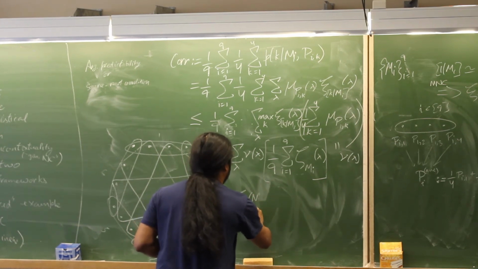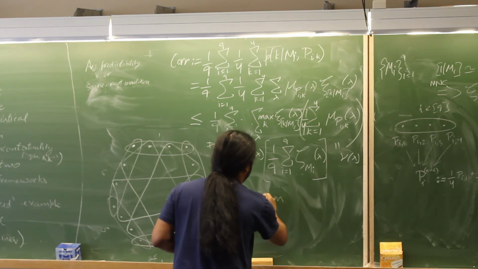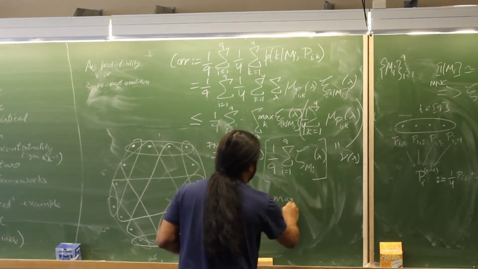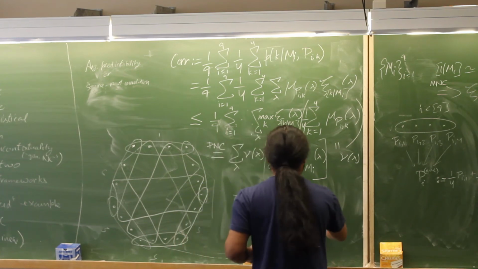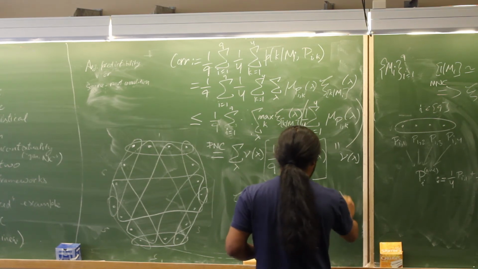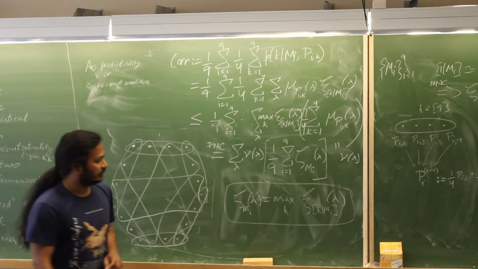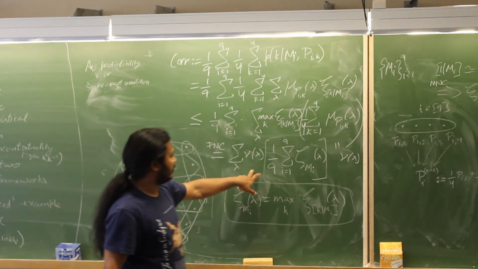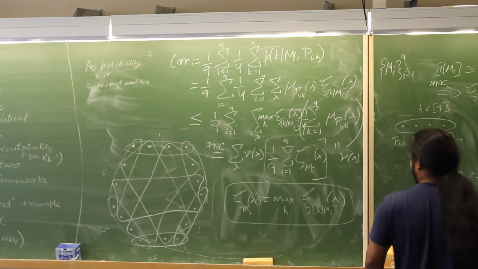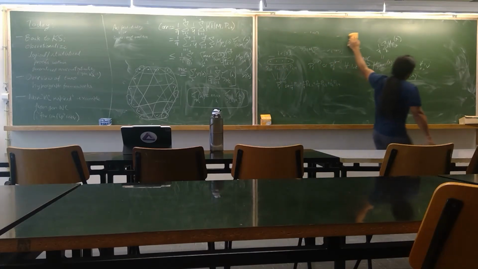Zeta mi of lambda is defined to be the max over k of the response function for the effects of measurement mi. Okay, that's what theta is. So I've written this expression here. Now, this is where the interesting stuff happens.